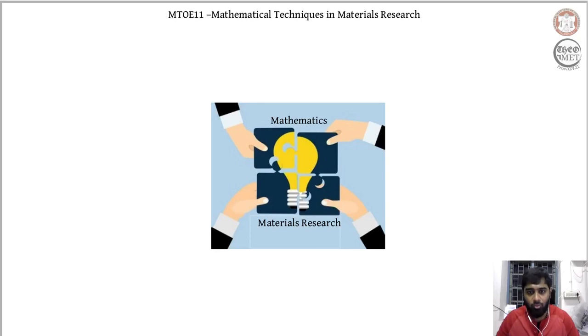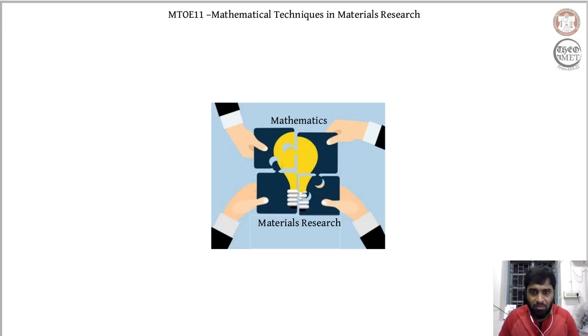So what we want to do is take that piece of the puzzle and place it in the context of material research, and we want to see how helpful this mathematics tool that we learned as part of a different course is going to be in our domain, in our field of research. So that is the primary objective of this course.